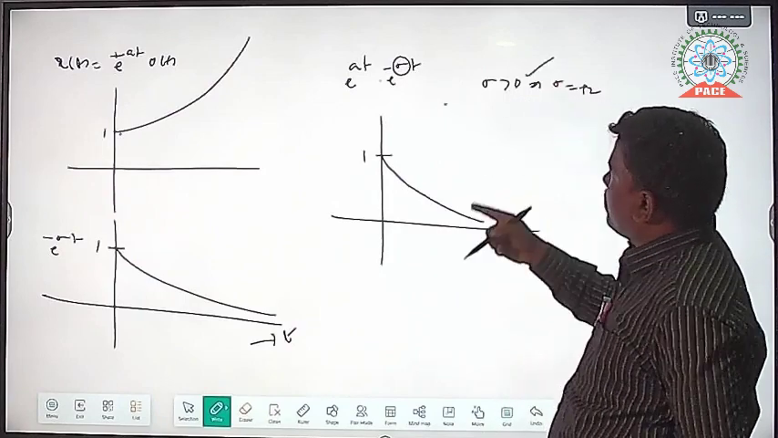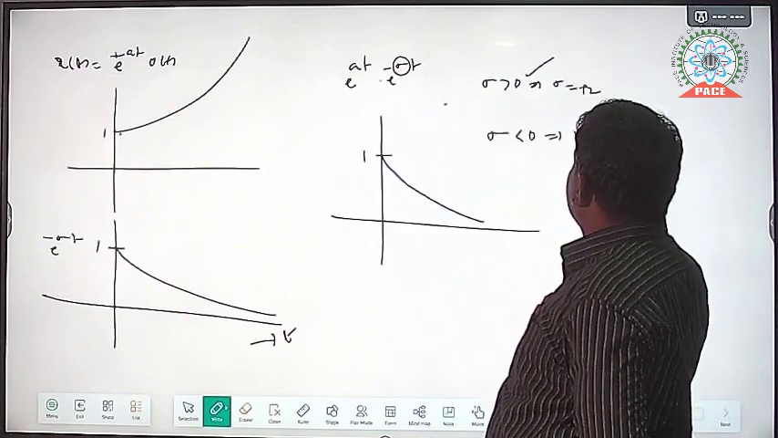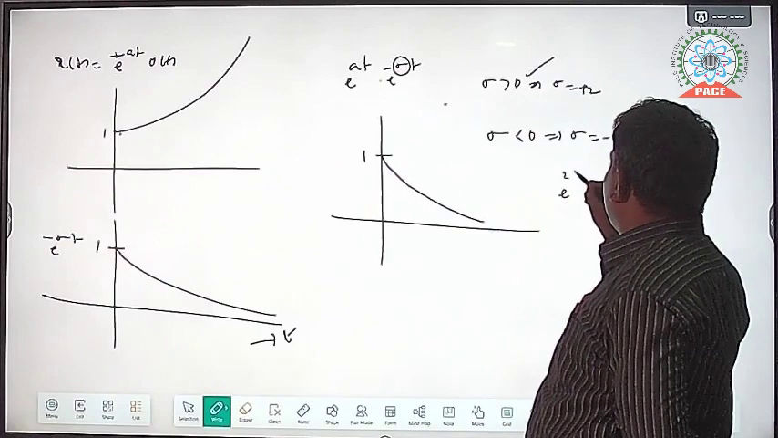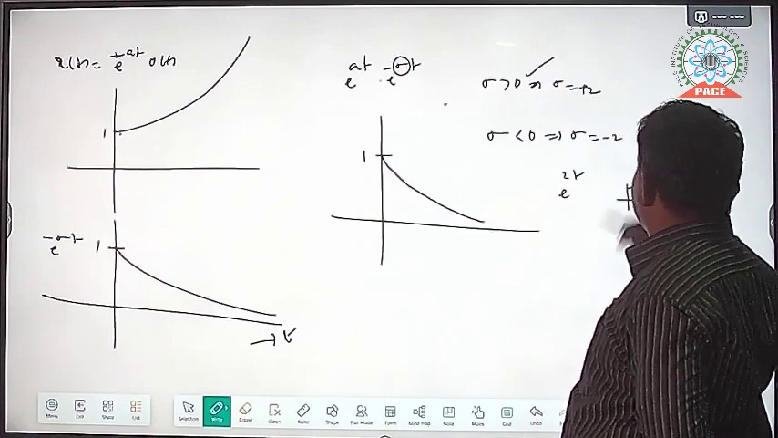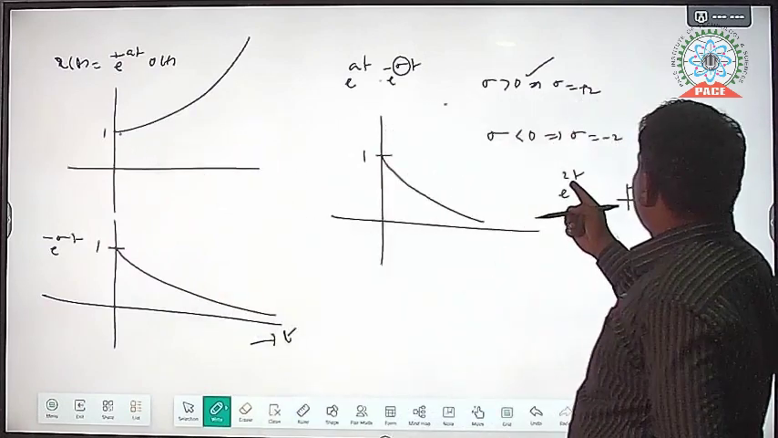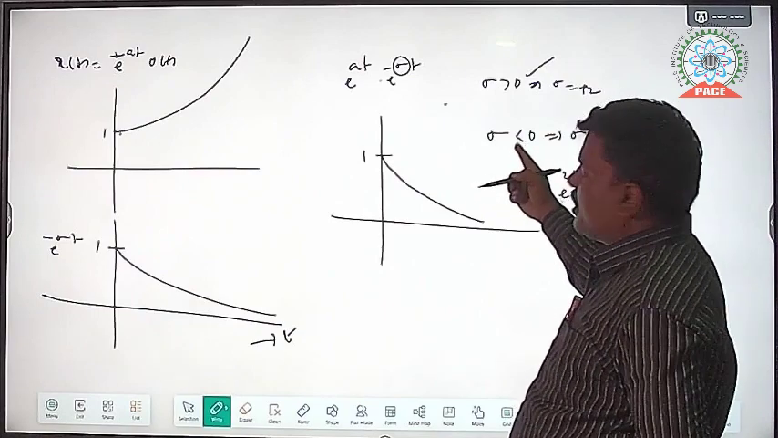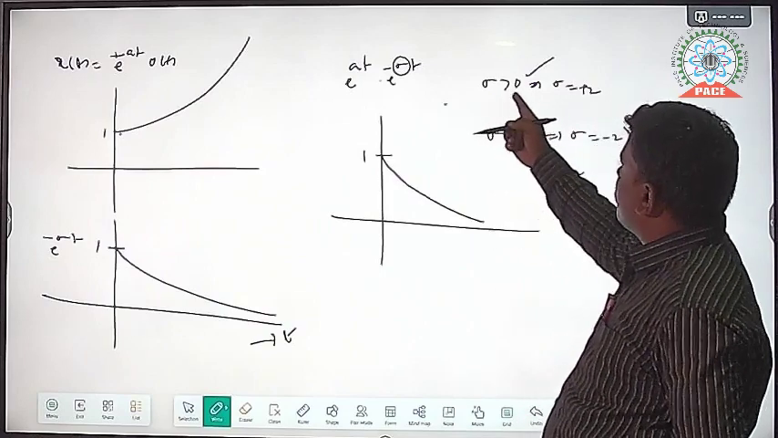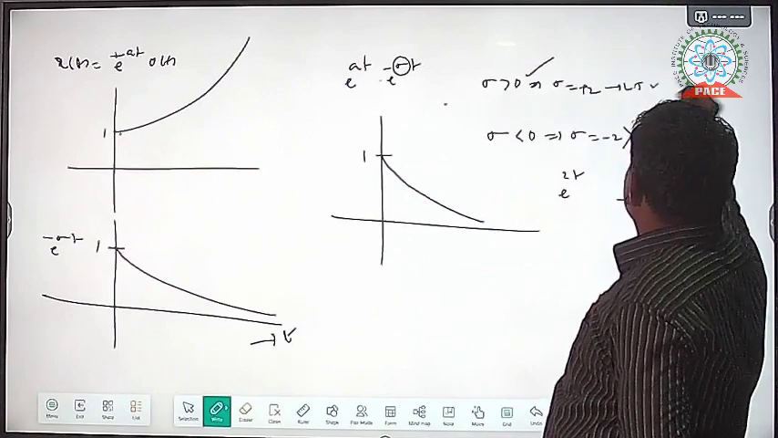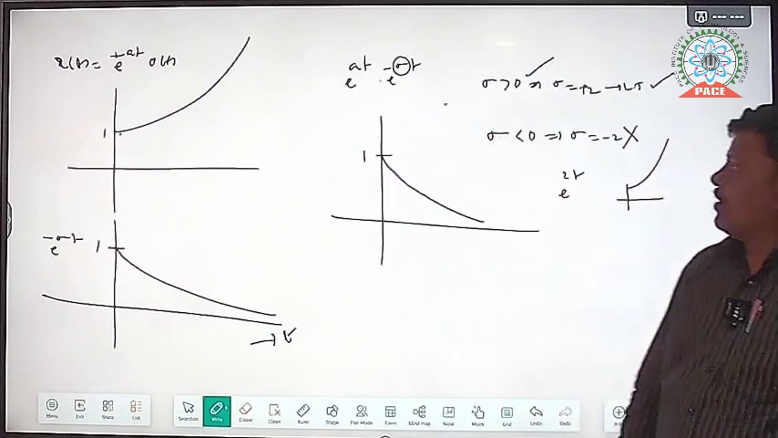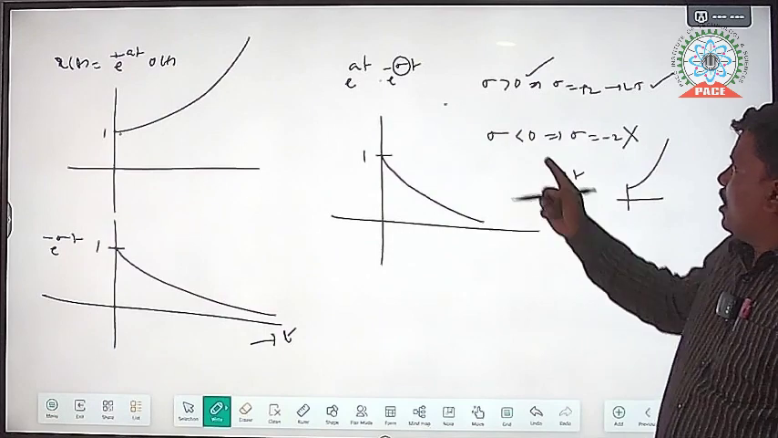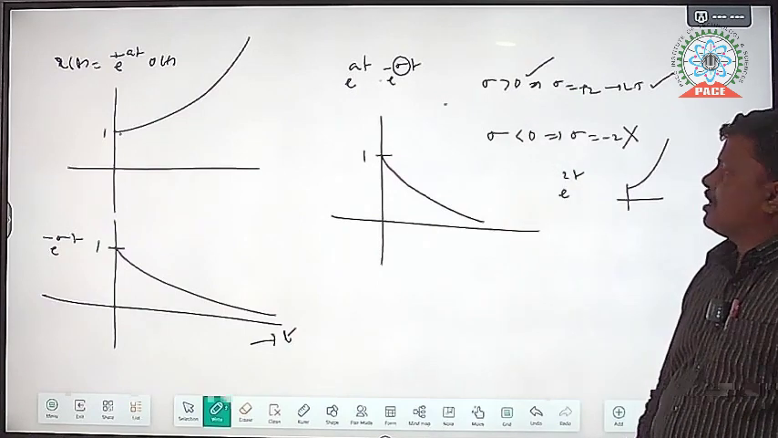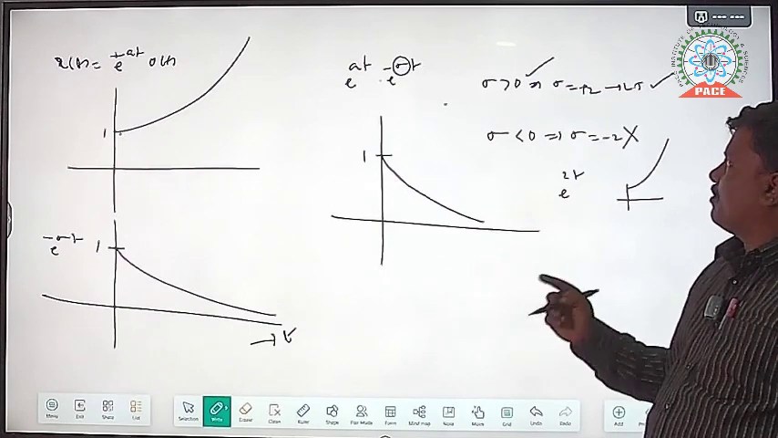Suppose sigma is less than 0, say sigma is minus 2. Minus into minus gives plus, so we get e^(2t). In that case, this is also an exponentially rising signal. So if sigma is less than 0, the Laplace transform is also not possible. Only when sigma is greater than 0 is the Laplace transform possible. So the range of s values for which X(s) is finite is the region of convergence. Not all values of sigma give a Laplace transform; only some limited values exist, and the signal is converted to the frequency domain. If sigma is greater than 0, the Laplace transform exists; if sigma is less than 0, it is not possible.